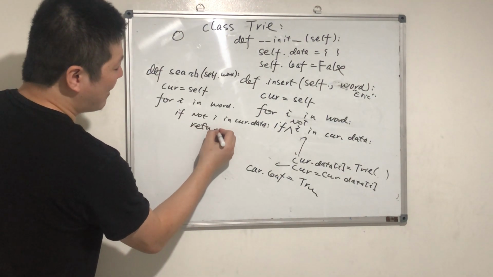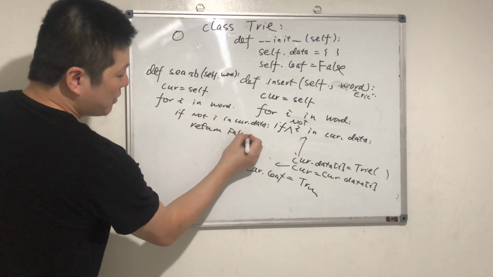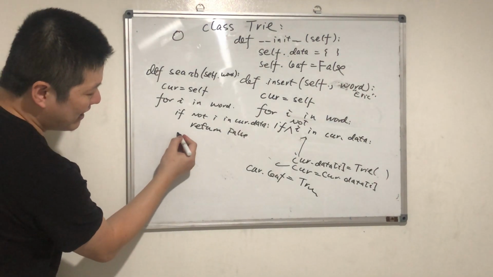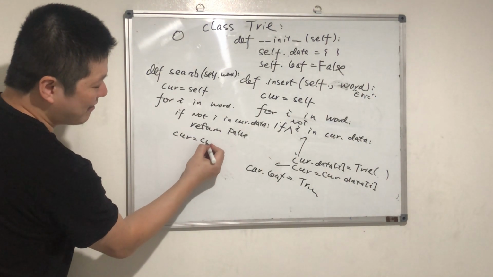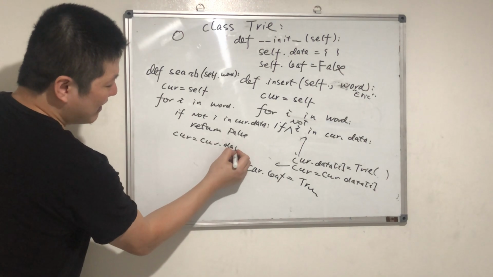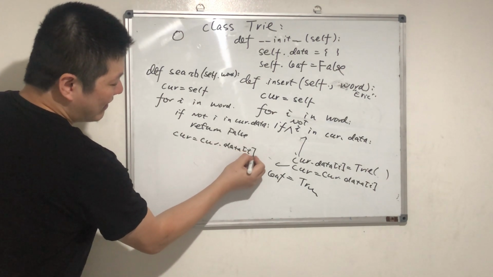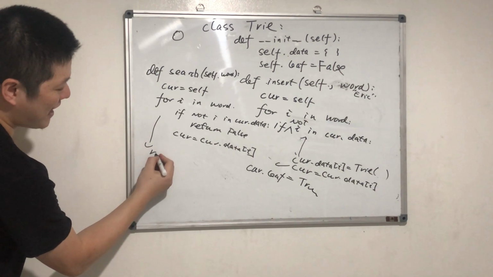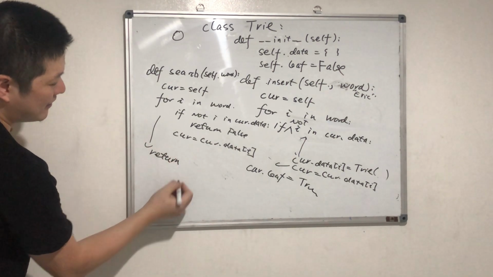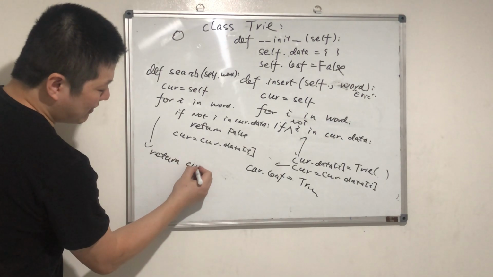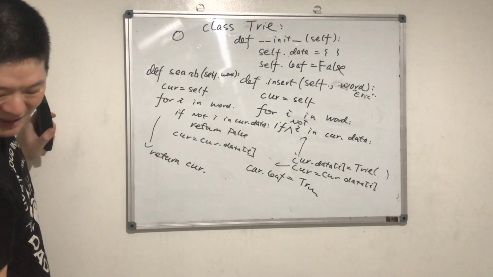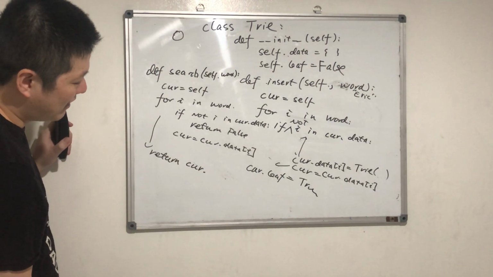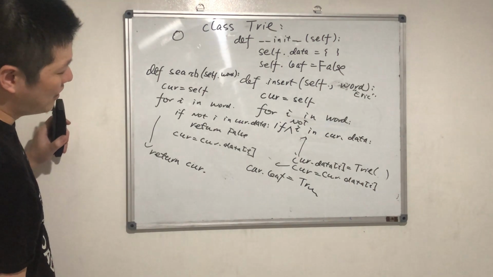Okay, and then what should we do? We should jump to the next one, yeah? So current equals current.data[i], right? Alright? And then here, what should we return? Search. Return what? Current. Ooh. Current dot what? Dot what? Data. No.